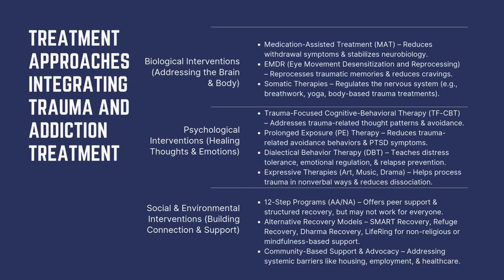And then there's LifeRing, which is a totally secular alternative that focuses on self-reliance, personal empowerment, and peer support without those spiritual components. So these options allow individuals to choose a recovery model that aligns with their personal beliefs and healing needs, increasing their chances of long-term success. For trauma survivors, feeling safe and heard with a community support is crucial, and offering multiple pathways to recovery ensures that more people can find a structure that works for them.